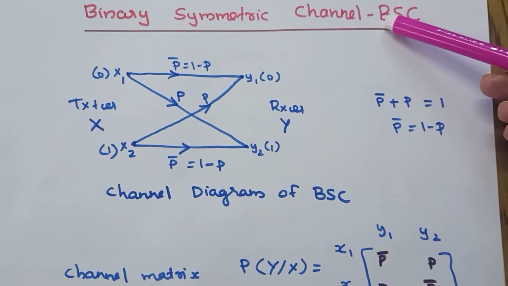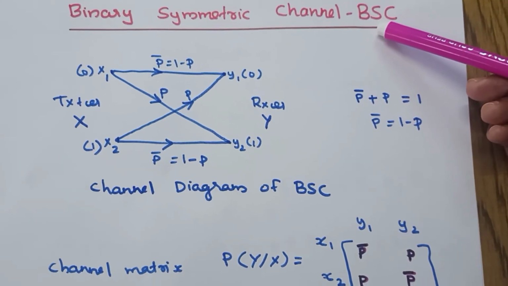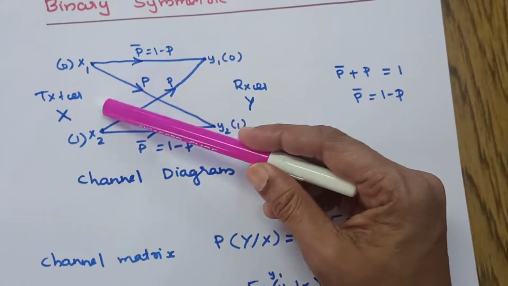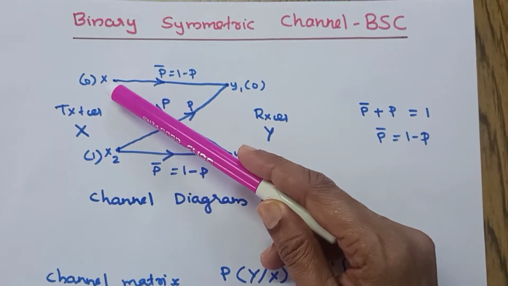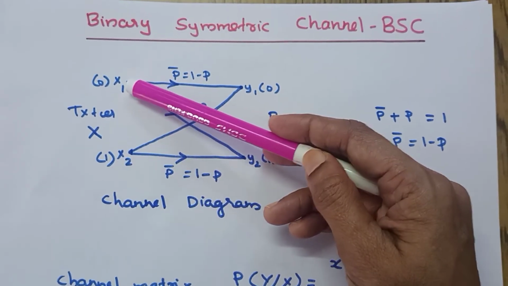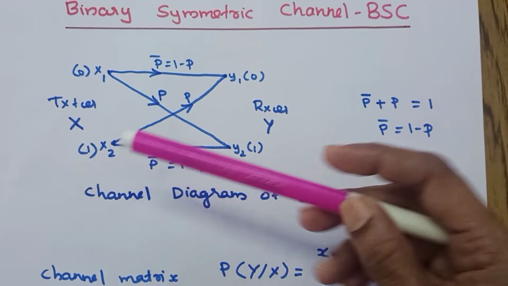Let us discuss the binary symmetric channel, BSC. First of all, the channel diagram of BSC. For a binary source, we have two symbols x1 and x2. x1 is encoded as 0 and x2 is encoded as 1.